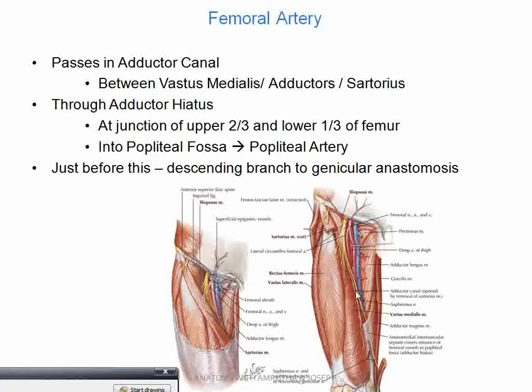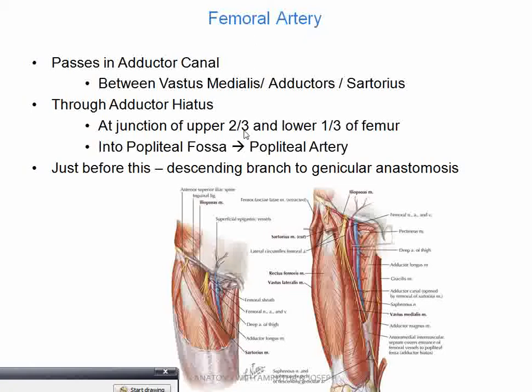So from the anterior aspect, femoral artery initially passes through the adductor canal, then adductor hiatus, then reaching the posterior aspect of the thigh. Now you cannot see the femoral artery on the anterior aspect because it goes to the posterior aspect, and continuing there as popliteal artery, and it reaches in the popliteal fossa. Popliteal fossa is a hollow area that is seen behind the knee joint.